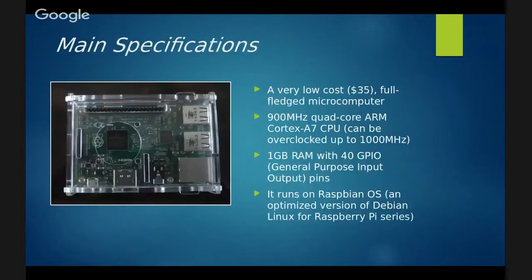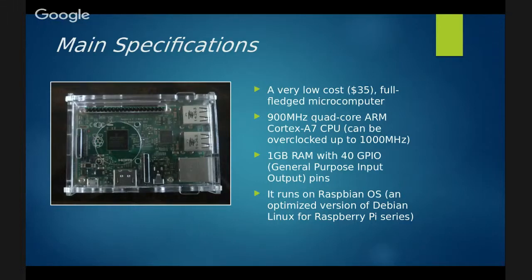Some specifications of the Raspberry Pi 2, briefly. It's very low cost, and it's a full-fledged yet credit card size computer. It costs only $35. It has a quad-core 900 megahertz ARM Cortex A7 CPU with 1 gigabyte of RAM and 40 GPIO input-output pins. The operating system that it runs is called Raspbian OS, an optimized version of Debian Linux for the Raspberry Pi.